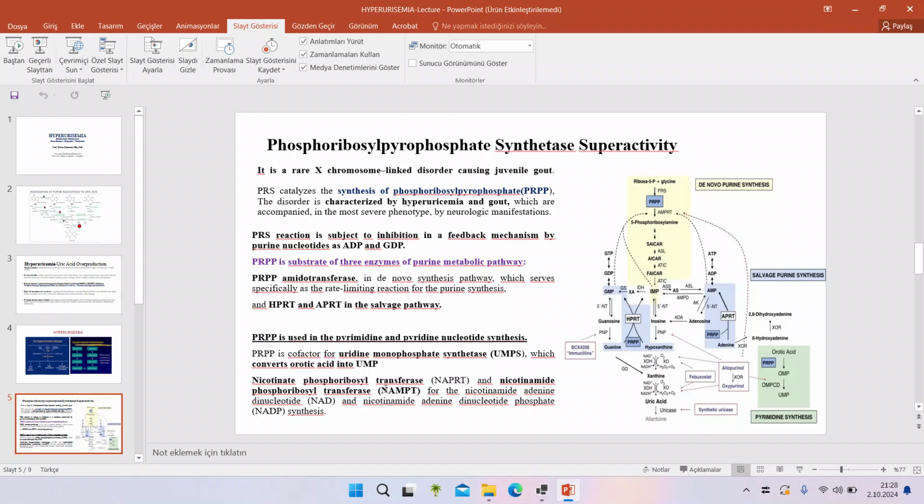And nicotinamide phosphoribosyl transferase, also nicotinate phosphoribosyl transferase, is needed for activity in the pyridine nucleotide synthesis metabolism. Now we can understand that increased activity of this enzyme results in increased uric acid in blood.